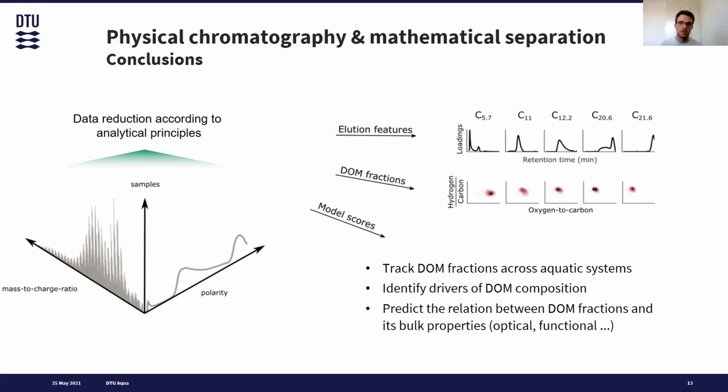We can identify the drivers of DOM composition, so try and find out which processes in the environment are linked to certain polarity fractions of DOM. Also, this kind of data could be used to predict the relationship between these different polarity fractions and bulk properties, such as optical properties, functional groups, and many more beyond the study.